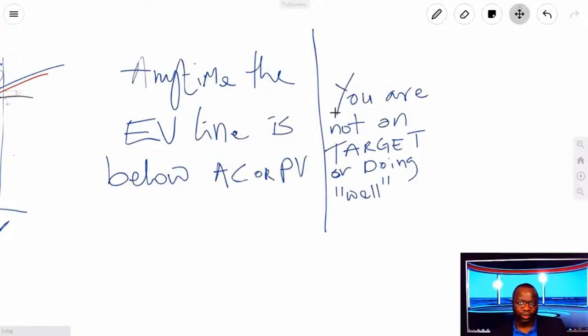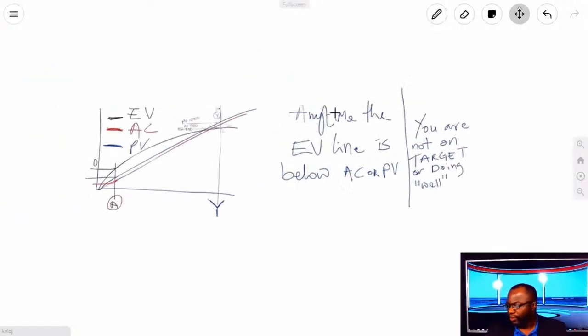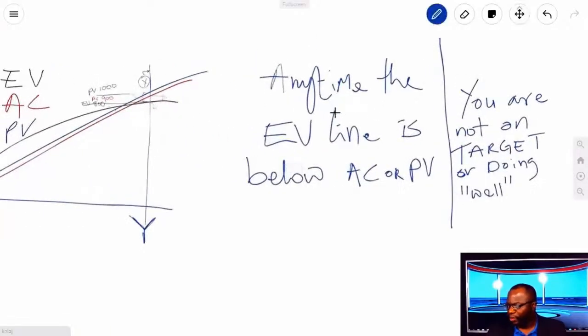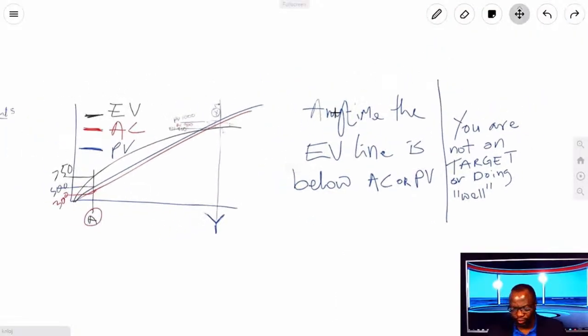Under budget is when you're on top of the line, the AC line, and all of that. So I'm hoping for those of you who have been struggling with this area that this makes a little bit of sense to you.